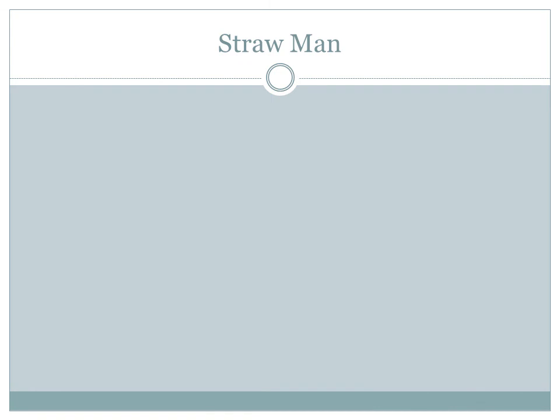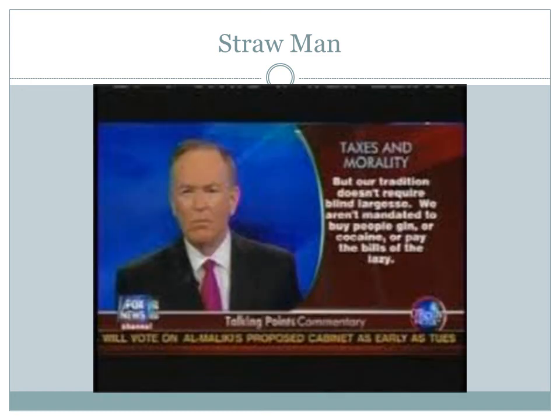Another logical fallacy I briefly want to touch on is the straw man argument. A straw man argument is where you misrepresent your opponent's position to make it easier to attack. In your argument, you say that your opponent is saying things that they didn't really say, but you put those words in their mouth because it then becomes easy for you to tear it apart like a straw man, like a scarecrow. Here's this screenshot from Bill O'Reilly, where he's arguing against an idea that his political opponents want to mandate the government to buy people gin or cocaine or pay the bills of lazy people. I'm going to go ahead and say that that specific argument has never been advanced by one of Bill O'Reilly's opponents, but he frames it that way because it makes it much easier to take apart.